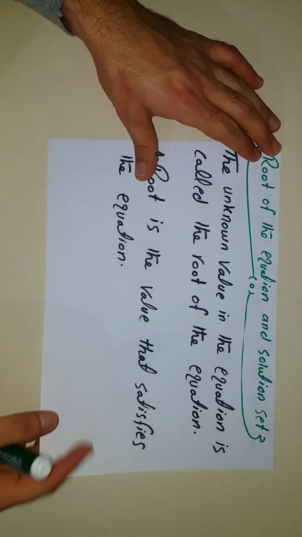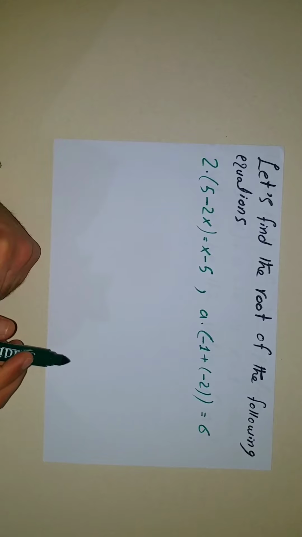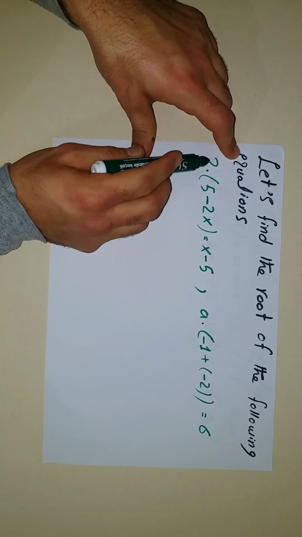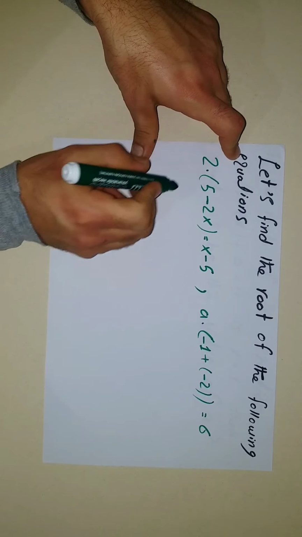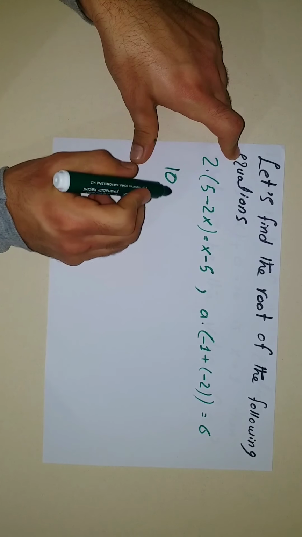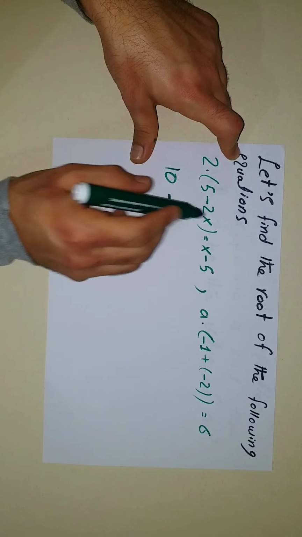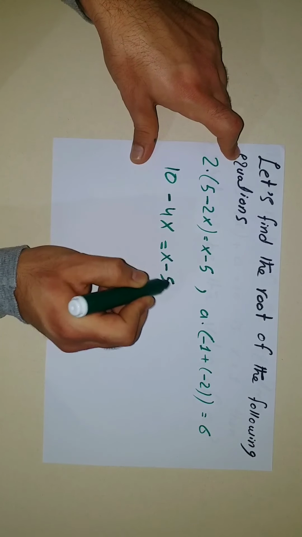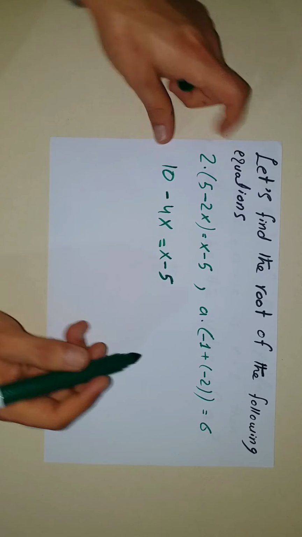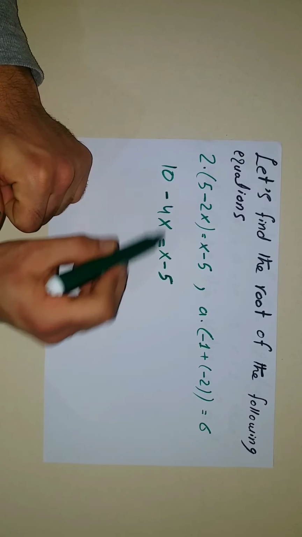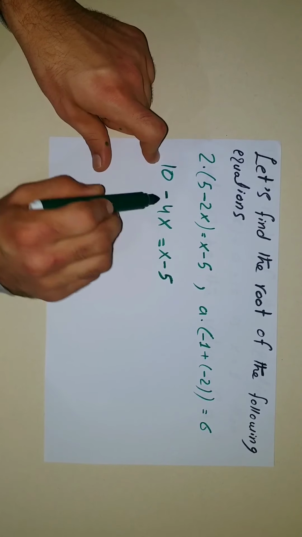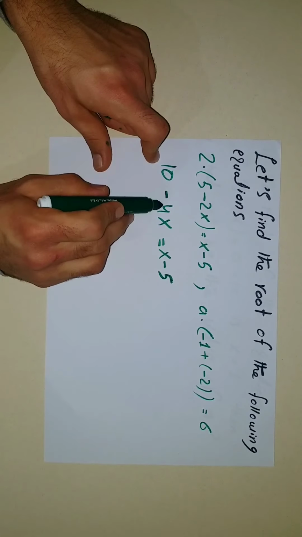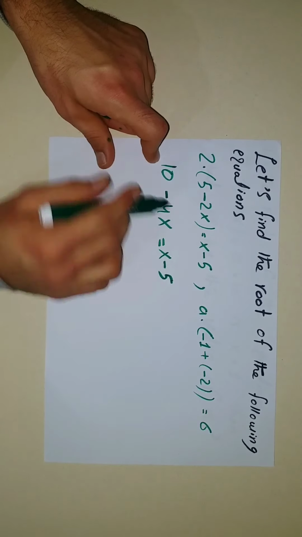Now I will solve some examples. Let's find the root of the following equations. First I will multiply this 2 to the inside of the equation. 2 multiplied by 5 is equal to 10. 2 multiplied by minus 2x will be minus 4x, and x minus 5. Now I will transfer this minus 4x to the other side of the equation, it will be easy for me, because it is the bigger number, it is a minus, so I will try to make it positive.